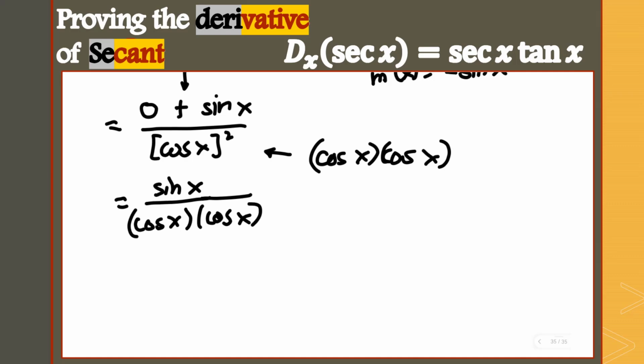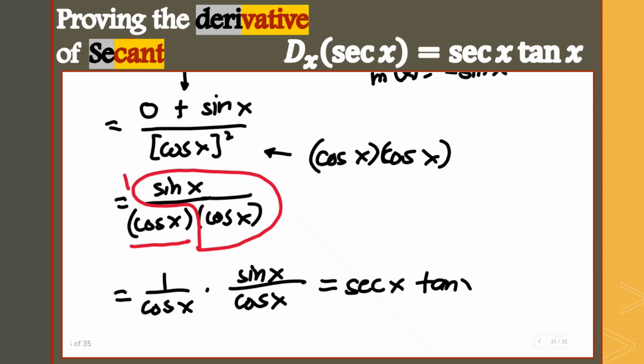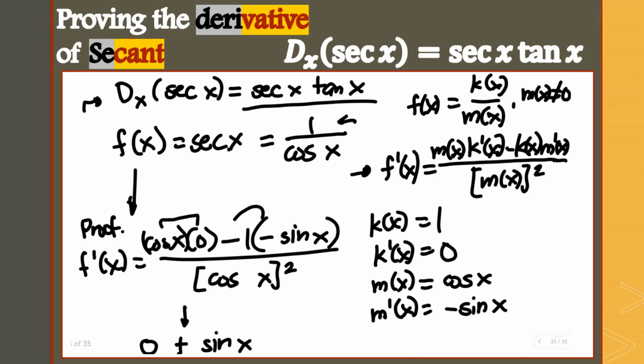Now, let me pair this and that, of course leaving 1 for the numerator because that's just 1 times sine x, and pair 1 to the remaining cosine x. And what would it look like? You will have 1 over cosine x times sine x over cosine x, which will give us a result. What is 1 over cosine x, or the reciprocal of cosine x? The answer here is secant x, times sine over cosine, which is actually tangent x. This was the intended goal of this proof.